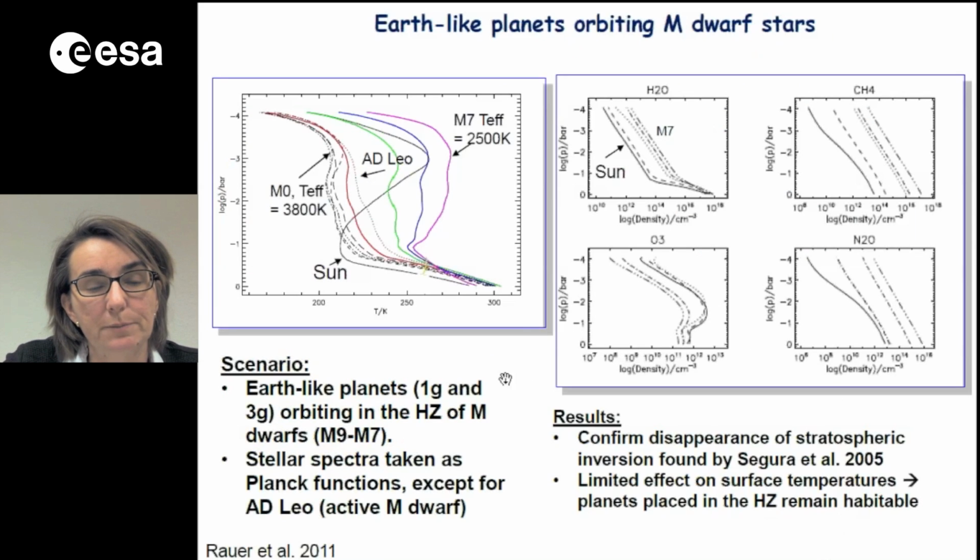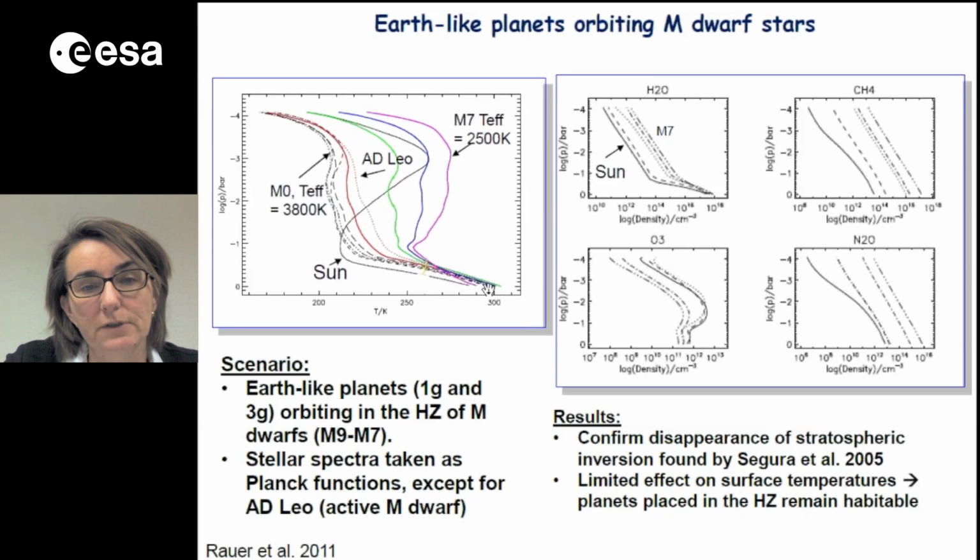So what we've done is we have repeated these model simulation experiments, but we kept the incoming flux at the top of the atmosphere constant, and we let the surface temperature vary and adjust to this condition, to check what influence the spectral energy distribution of the star has on the surface temperature. And we get the same results as Antigona Segura in the sense that planets around M dwarfs don't show the stratospheric temperature inversion as seen on Earth. It differs a bit for different types of M dwarfs, but in general this is confirmed.